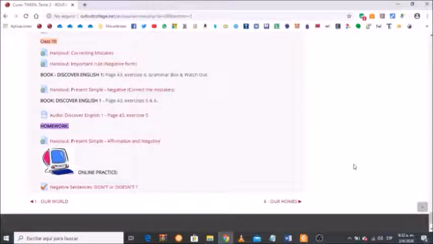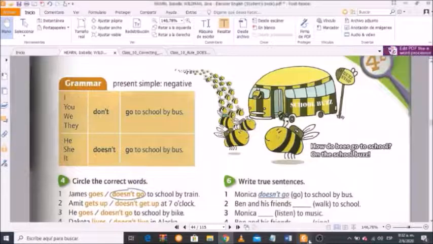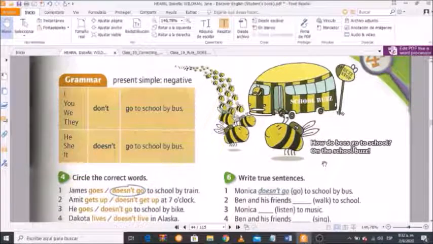Okay, now we're going to work with your books. So, Discover English 1, page 43. Okay, and I want you to pay attention to this grammar box. Entonces, una vez más, vamos a repasar nuestra regla a la hora de armar oraciones negativas. So, we said that with I, you, we, and they, we are going to use the word don't. Okay, so I don't go to school by bus, you don't go to school by bus, we don't go to school by bus, or they don't go to school by bus.